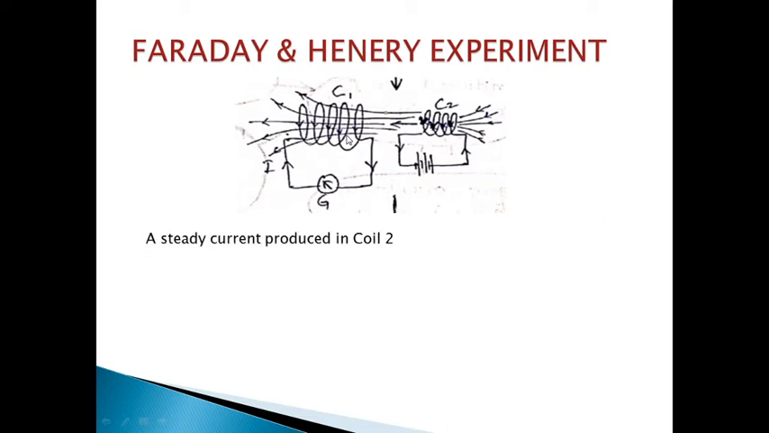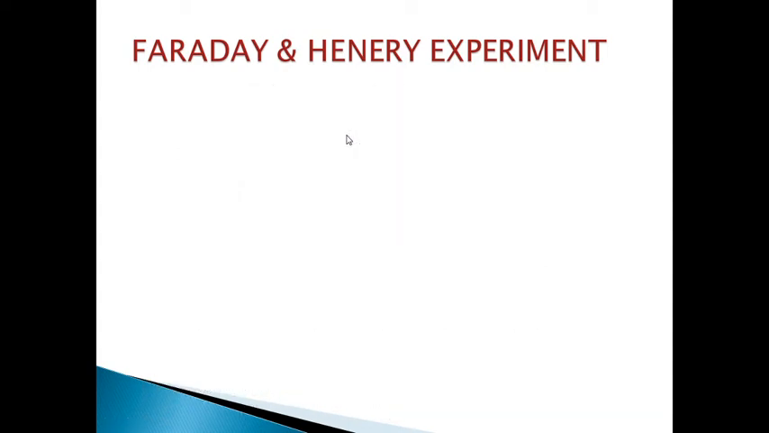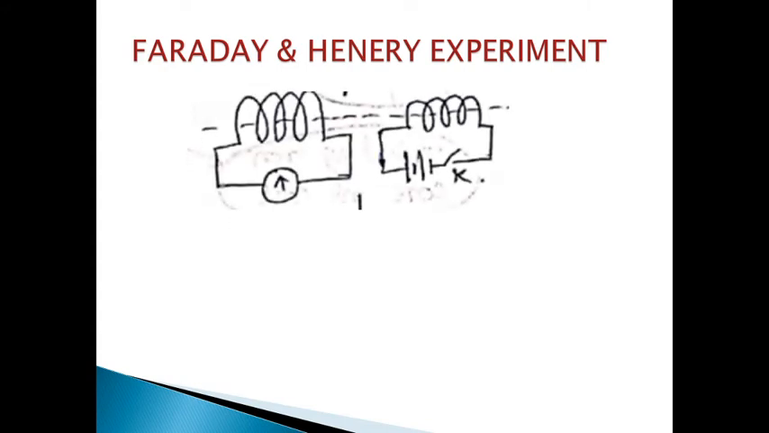Okay, a steady current is produced in coil 2. Then when coil 2 moved towards coil 1, the galvanometer shows deflection. When coil 2 moved away from coil 1, opposite deflection in the galvanometer. Deflection only lasts while there is relative motion between the two coils. These were the observations. Then next, they took two coils again.